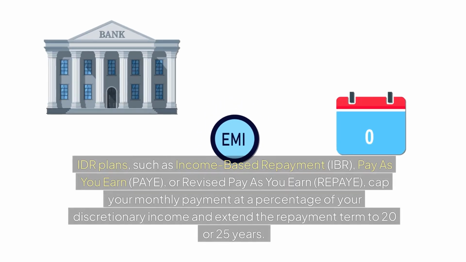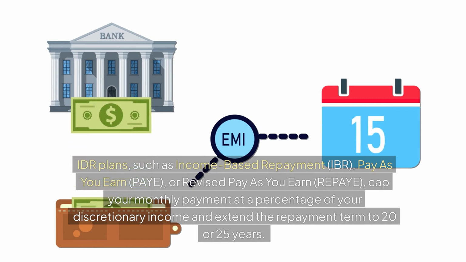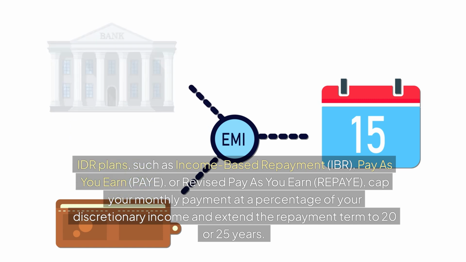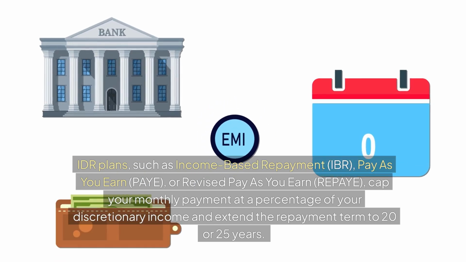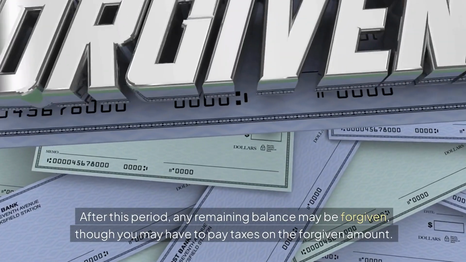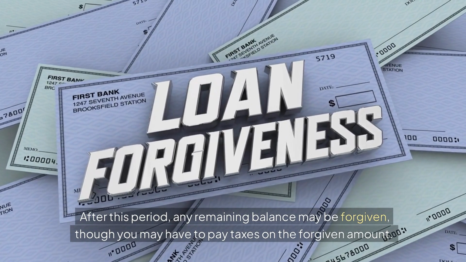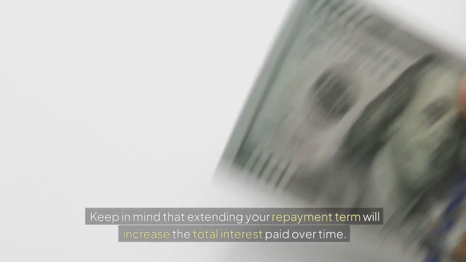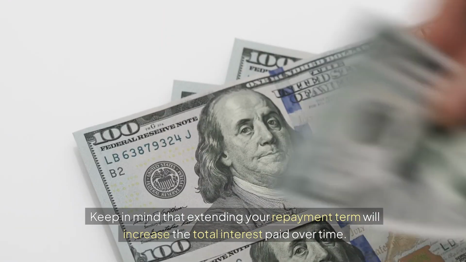IDR plans, such as income-based repayment (IBR), pay as you earn (PAYE), or revised pay as you earn (REPAYE), cap your monthly payment at a percentage of your discretionary income and extend the repayment term to 20 or 25 years. After this period, any remaining balance may be forgiven, though you may have to pay taxes on the forgiven amount. Keep in mind that extending your repayment term will increase the total interest paid over time.